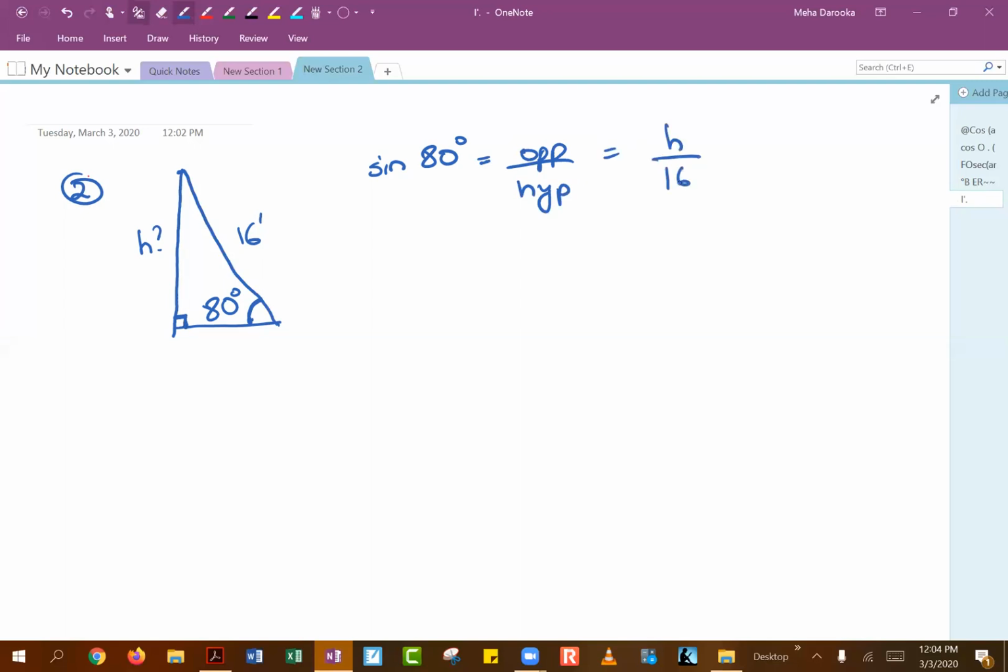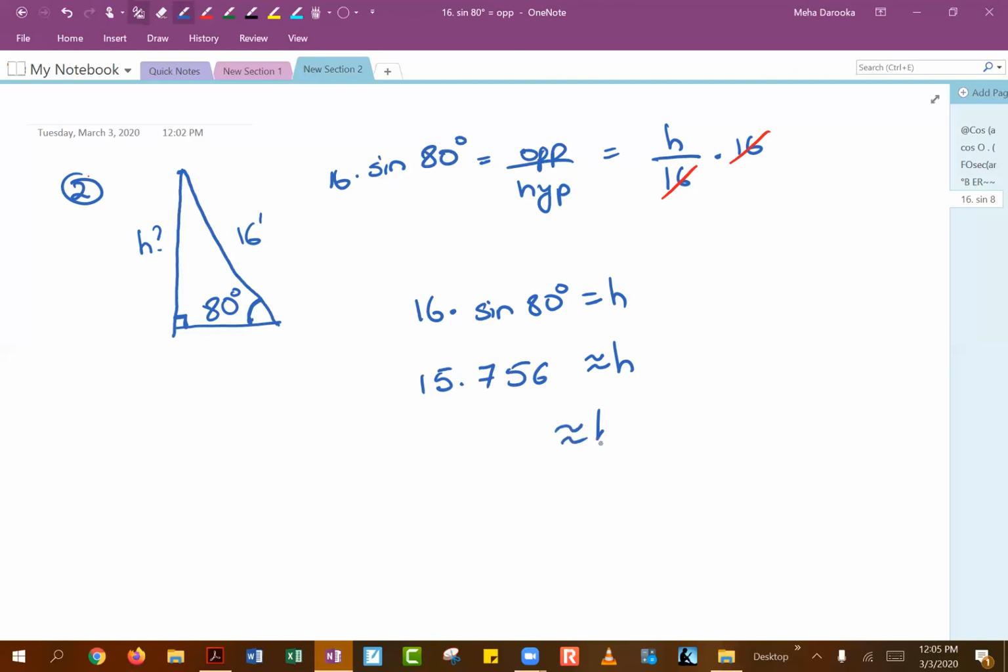So what does that height come out to be? Alrighty, multiply both sides by 16. Okay, 15 point 756. So it's 2 decimal places, yeah. Alrighty, so that's 15.756. And what's our unit of measurement here? Very nice, thank you. Feet.